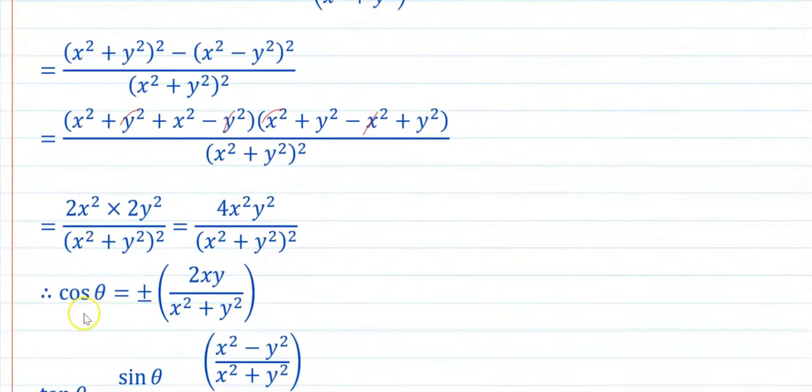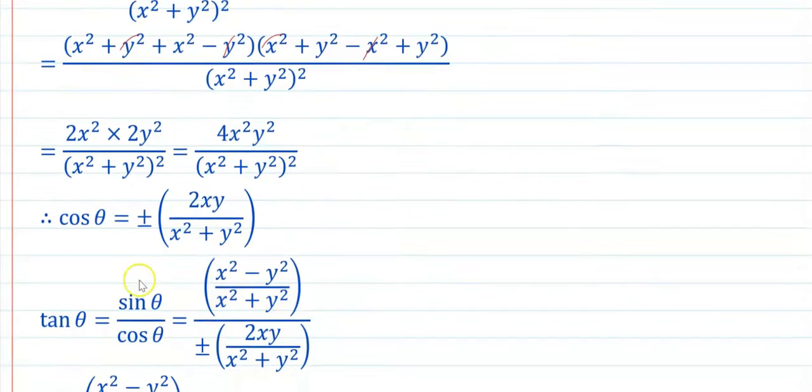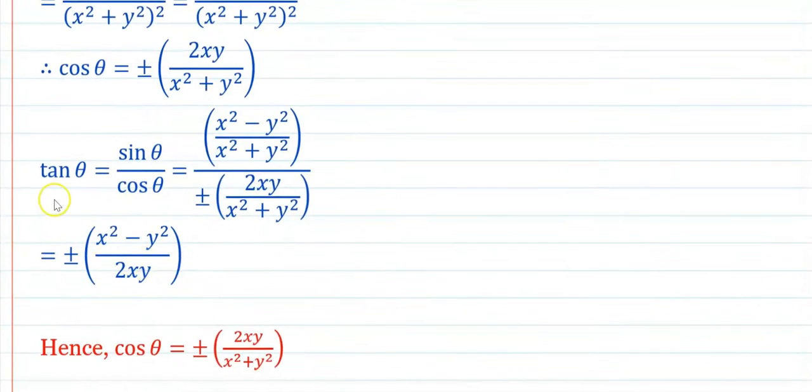Okay, therefore cos theta is equal to, if you take the square root, then you will get plus or minus, 4x square y square चा square root किती येणार? Plus or minus 2xy, and (x square plus y square) whole square चा square root किती येणार? x square plus y square, and hence cos theta is equal to plus or minus 2xy upon (x square plus y square). What about the tan theta?